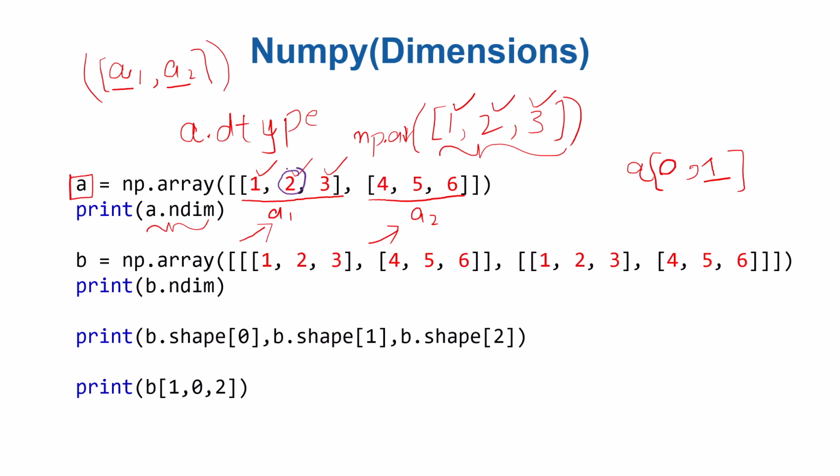So very loosely speaking, the total number of indices that are required to access an element inside the array is called the dimension of the array. And ndim describes this property, the total number of dimensions.